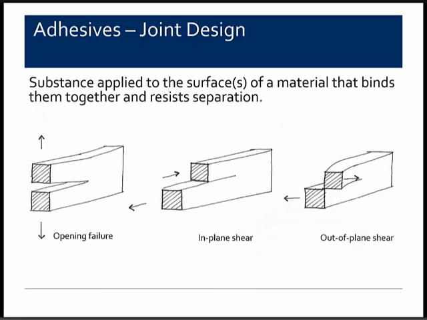A little bit about adhesive joints and what they need, the forces they need to resist. On the left, we have an opening failure, which is what happens a lot of times on roofs when things lift apart. We need to be able to resist that lifting. We also have in-plane shear and out-of-plane shear, and that's when the two materials are going to want to slide across each other, whether they're in the plane, as shown in the center diagram, or in a sliding or a twisting motion, which would be out-of-plane shear.